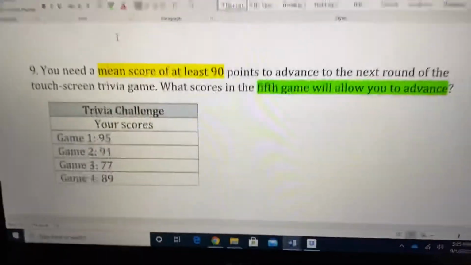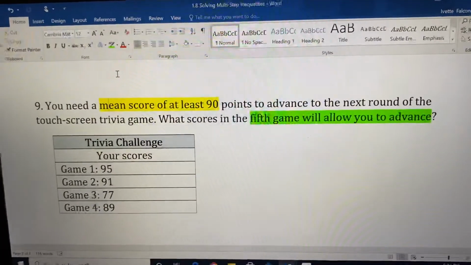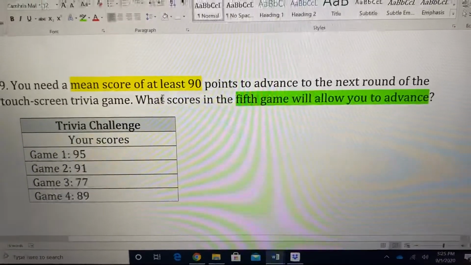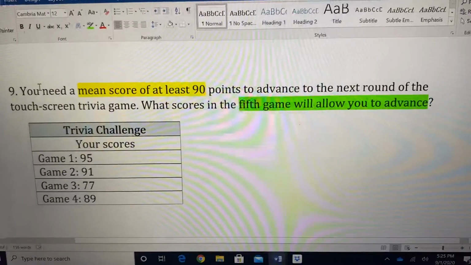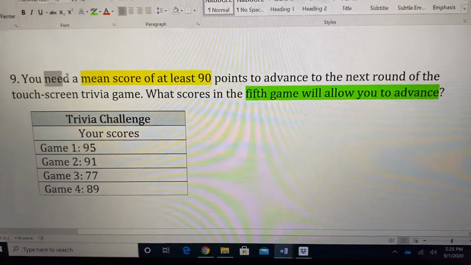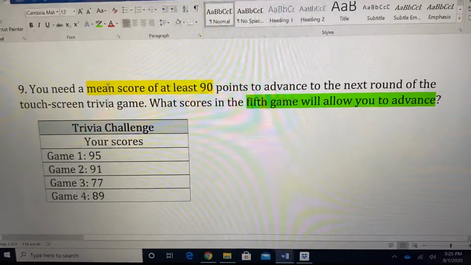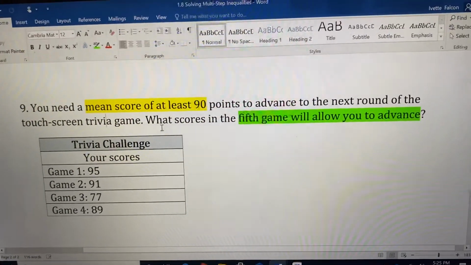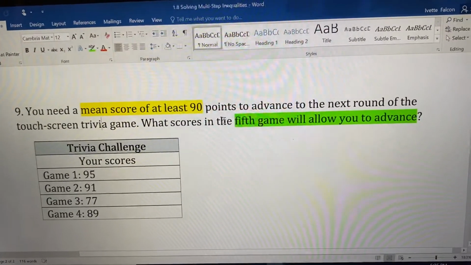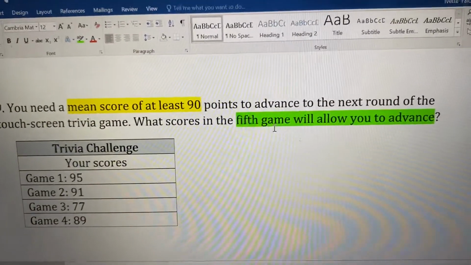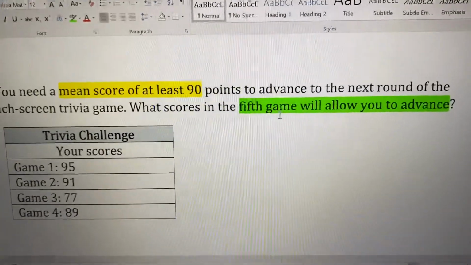So I already went and highlighted important information in the word problem. I highlighted mean score of at least 90 because that's what we need. This is right here at the beginning. That's very important. You need a mean score of at least 90. And we also need to find out what scores in the fifth game will allow us to advance. So that's what we're trying to look for. The scores for the fifth game.